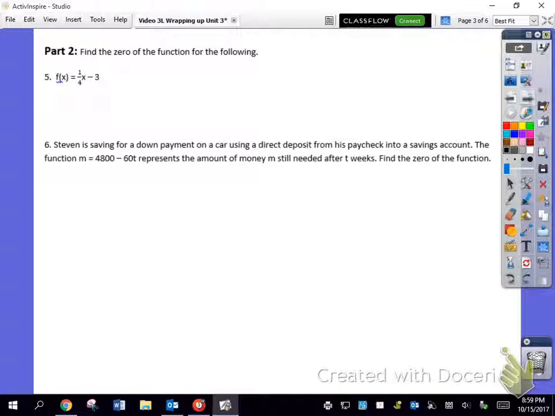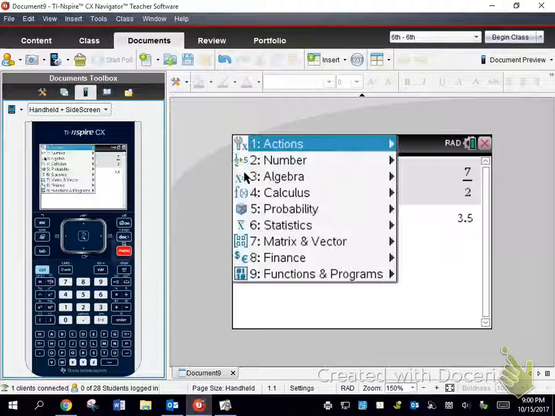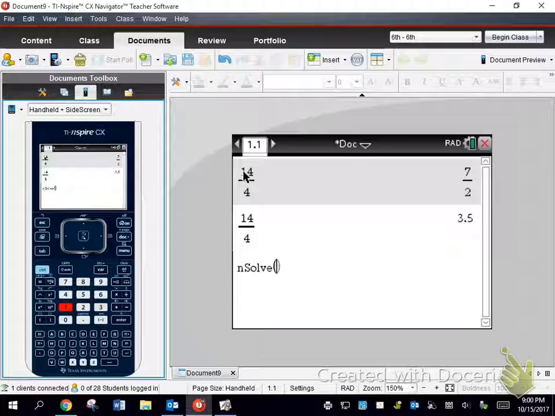Part 2, it wants the zero of function. Now remember, the zero of function is another name for the x-intercept. And when you have an intercept, that means the y is always 0. So I'm going to put 0 in for y. So 0 equals 1/4 x minus 3. And then you can do the menu 3, 1. Okay, remember how to do that? So menu 3, 1. And now you can enter in 0 equals, and do the whole thing, 1/4.